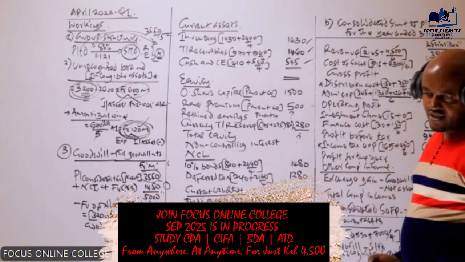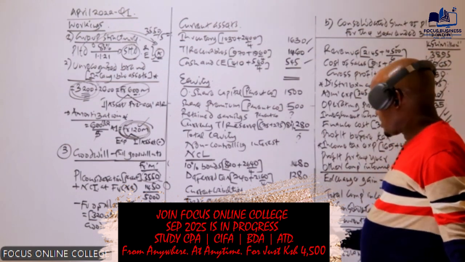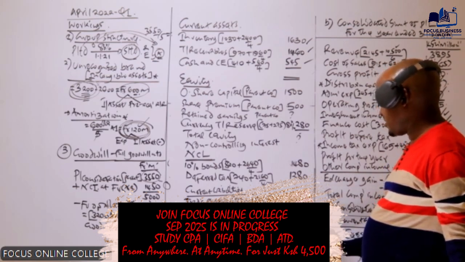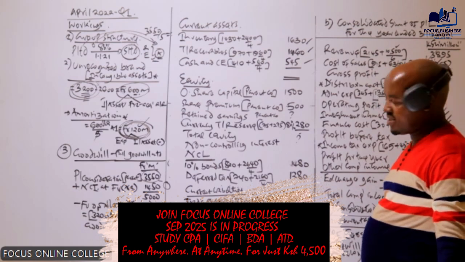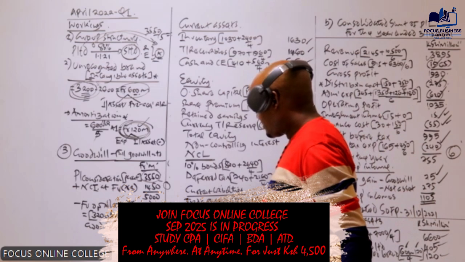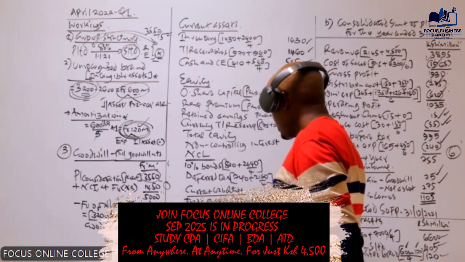What about the current tax? The current tax is 710. So basically that will be the total equity and liabilities.